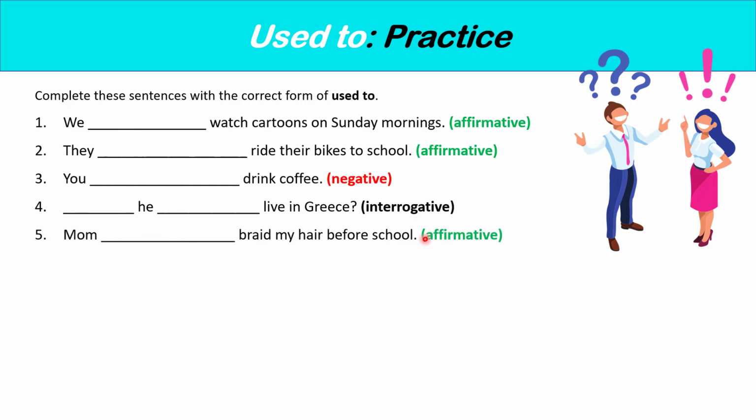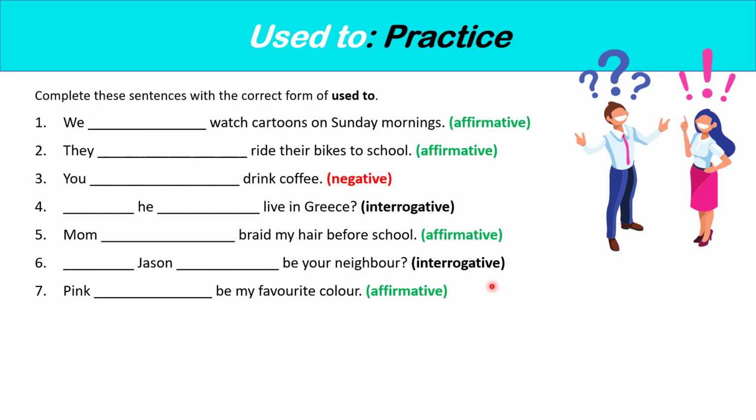Number 5, Mom braid my hair before school. Number 6, Jason be your neighbor. Number 7, pink be my favorite color. Number 8, she have black hair. Okay, so now it's time to correct these together.